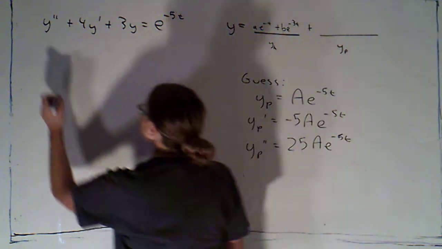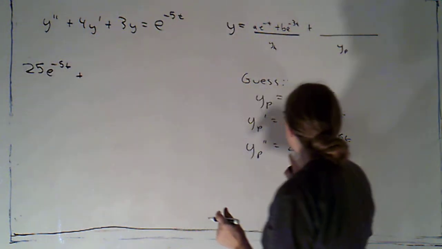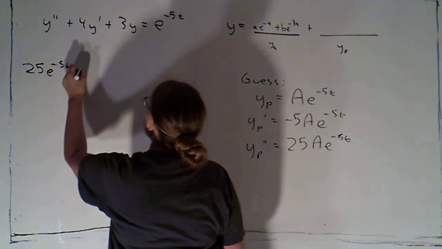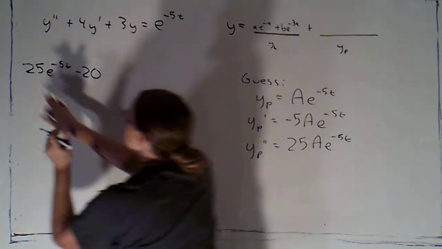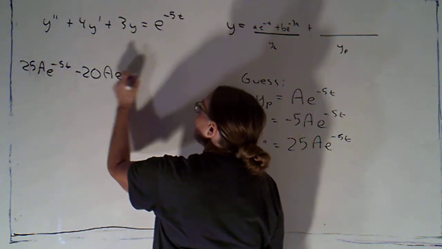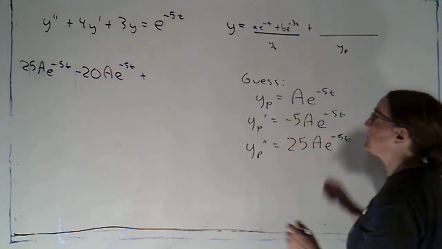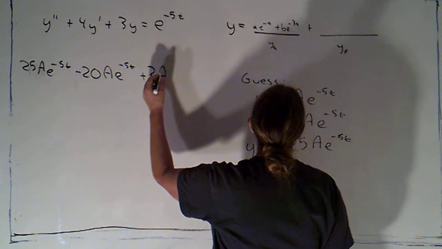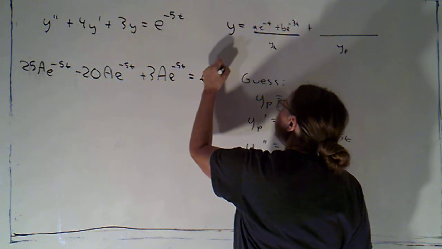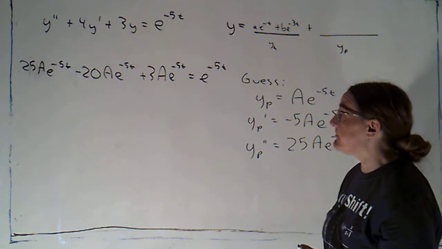So if I do that, we'll have 25a e to the negative 5t plus 4 times yp prime, which would become negative 20a copies of e to the negative 5t, plus 3 copies of my particular solution, so that would be plus 3a copies of e to the negative 5t, and I need that to equal e to the negative 5t. Now both sides are just some e to the negative 5t's.